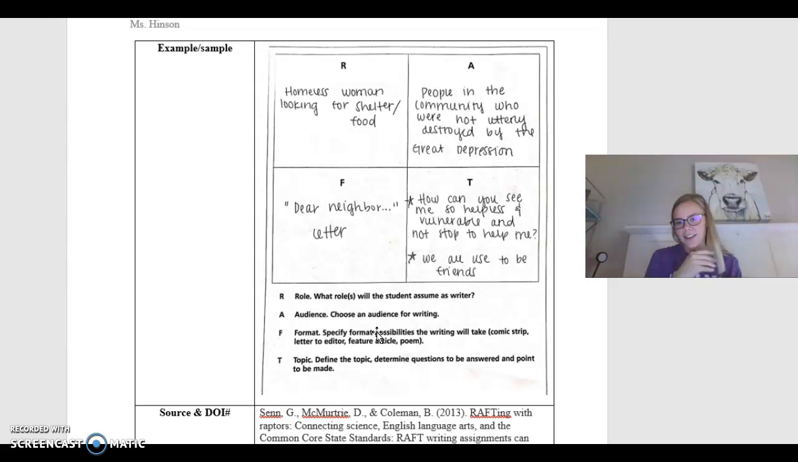I did find this on the database, but I kept it in here just because I think that this is an awesome strategy, something that I would want to use with my students just to do more than their basic writing. Thank you.